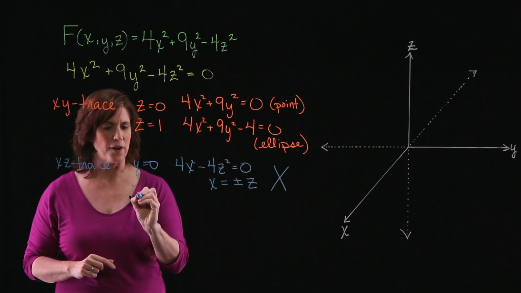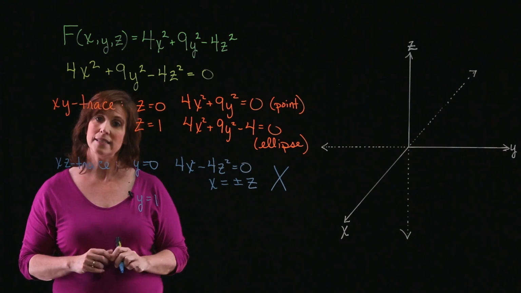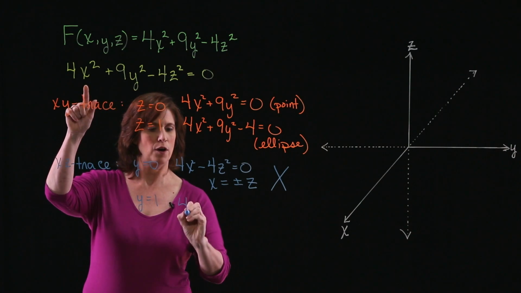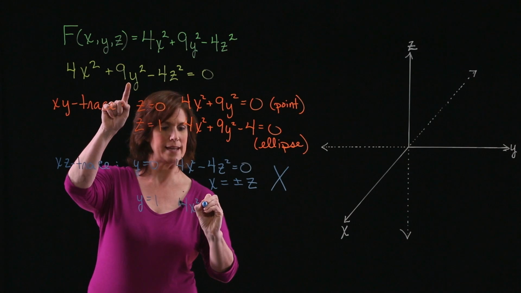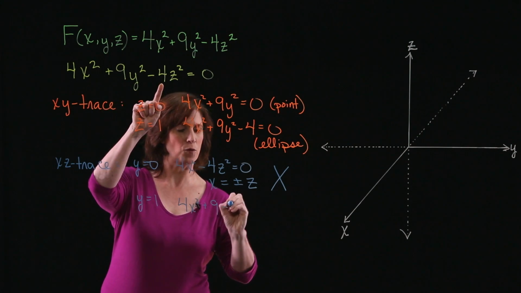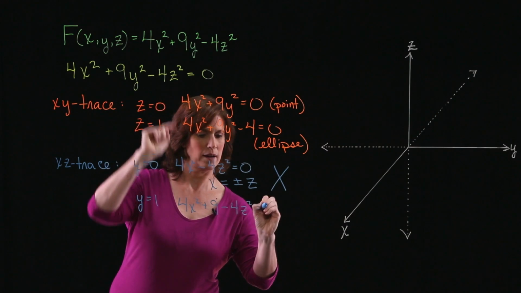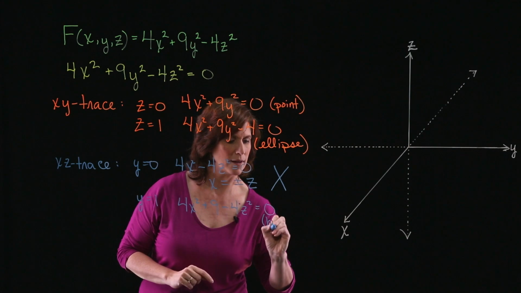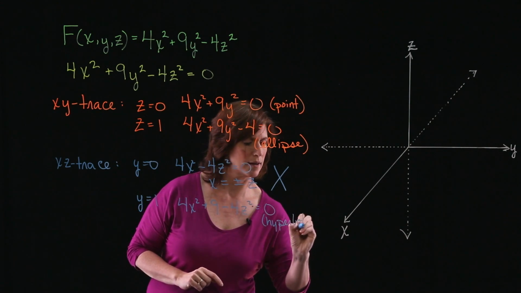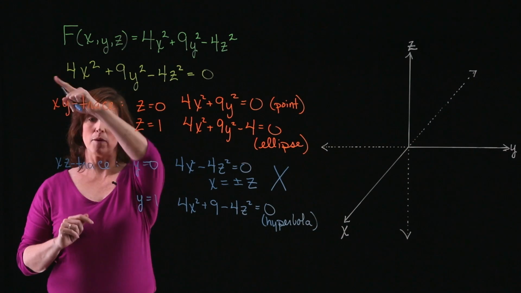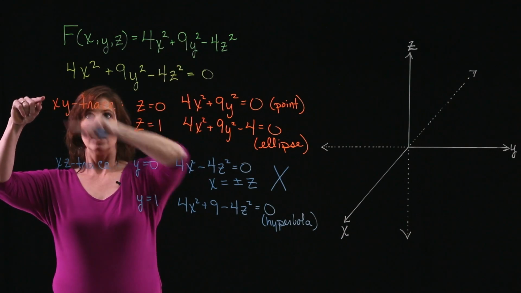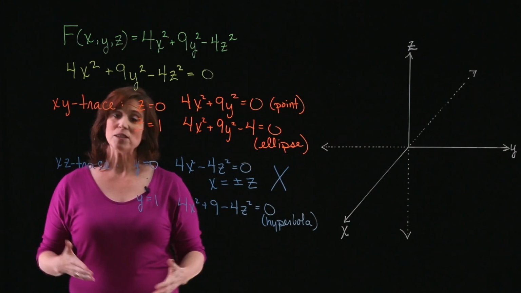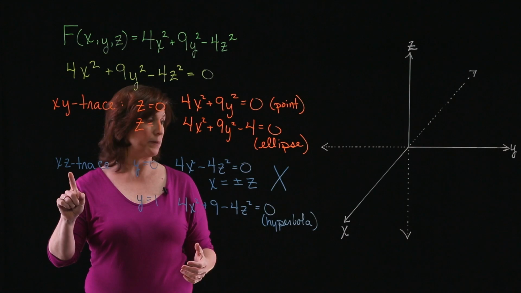Well, let's get another trace just to kind of have a sense of what's happening. Let's see what happens when y equals 1. When y equals 1, I'm going to have 4x squared plus 9 minus 4z squared equals 0. This is a hyperbola. So that's the equation of a hyperbola. Remember what a hyperbola is. It's one curve this way and another one that comes down this way. All right, so that's what's happening on the xz plane.